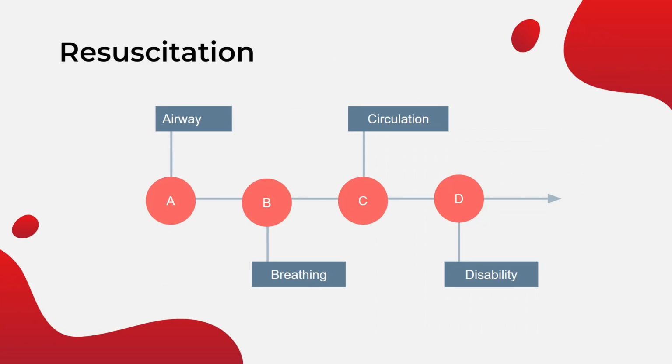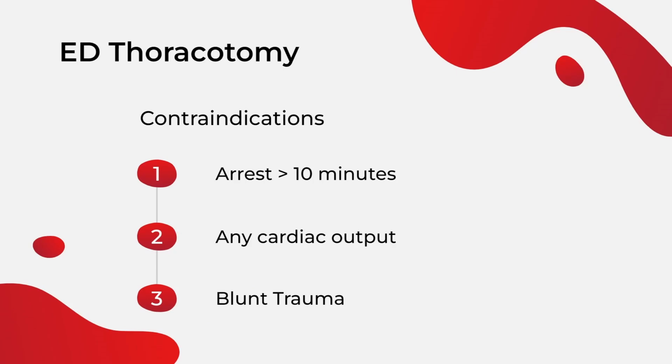The standard ATLS protocol should be followed with attention to the ABCs. The airway should be secured with intubation and large bore IV access obtained. The patient should then be resuscitated with IV crystalloid initially, or blood products if hemorrhage is observed or suspected. An ED thoracotomy, or opening of the chest, is indicated in patients with penetrating chest trauma in cardiac arrest. It should not be attempted in arrests lasting over 10 minutes, in patients with any cardiac output, or in blunt trauma. The goal is to restore perfusion by evacuating pericardial blood or clot.